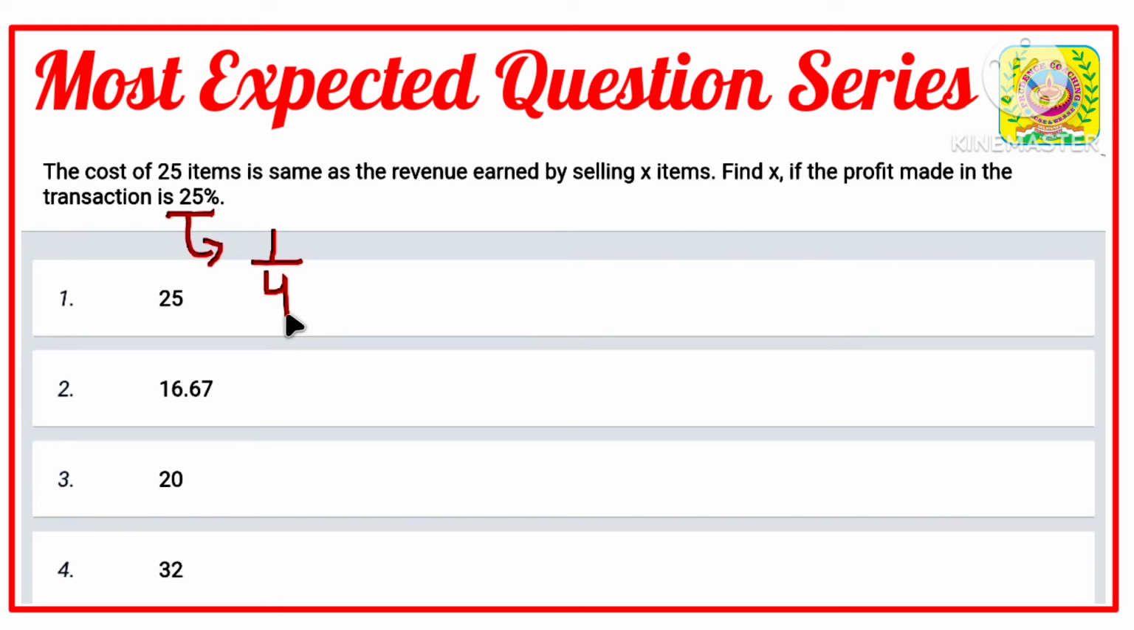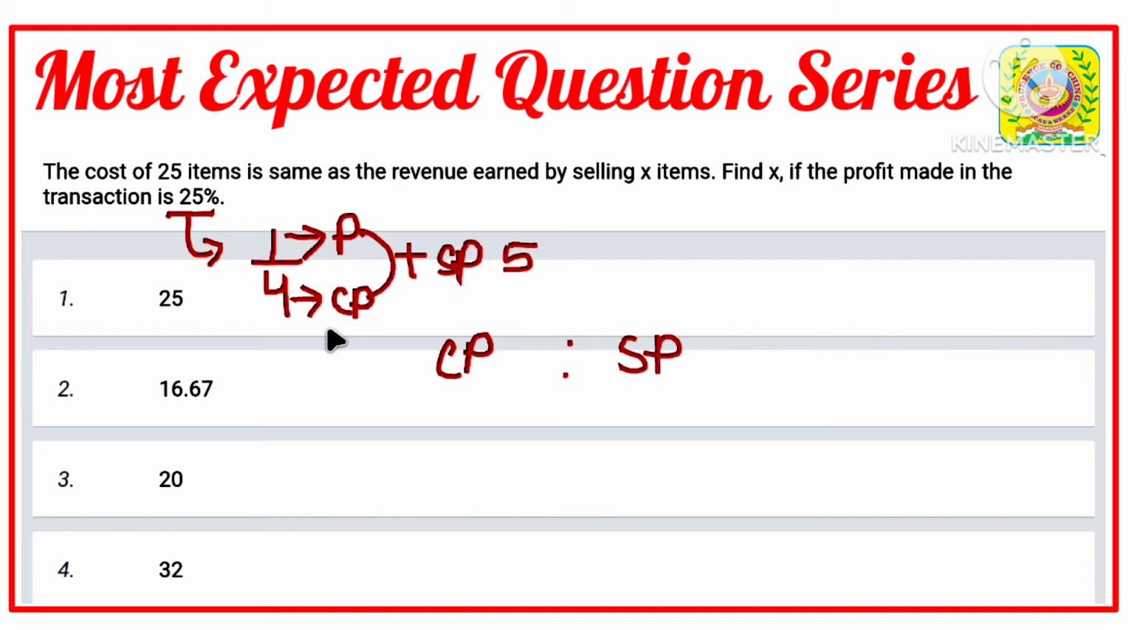1 by 4. That means if CP, cost price, is 4 in this fraction, then the profit will be the numerator, that is 1. And we know cost price plus profit, if you add, you will get SP, that is 4 plus 1, that is 5 over here. So from here you can conclude that the ratio of cost price and the selling price will be 4:5. So this is the ratio of cost price and selling price, that is 4:5.